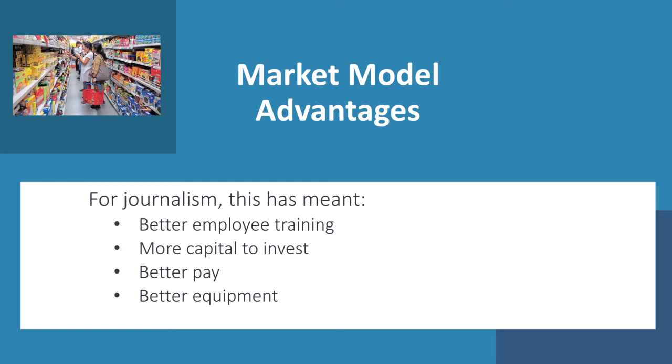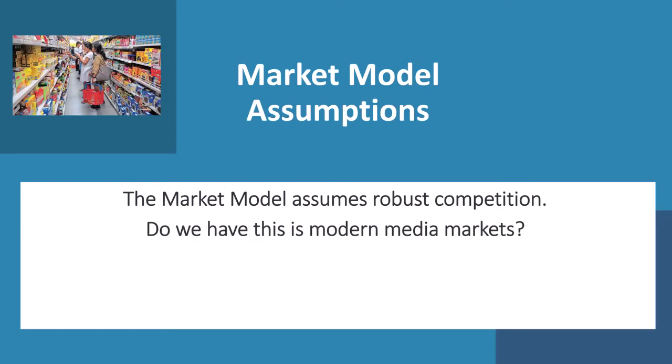So for journalism, that has real advantages. With more competition, media companies provide better employee training. They invest more in innovating products, and often provide better pay and better equipment. Competition has pushed the companies to this end. However, the true value of the market model rests on the assumption that the market allows for robust competition. Is that true of how media outlets are owned today?